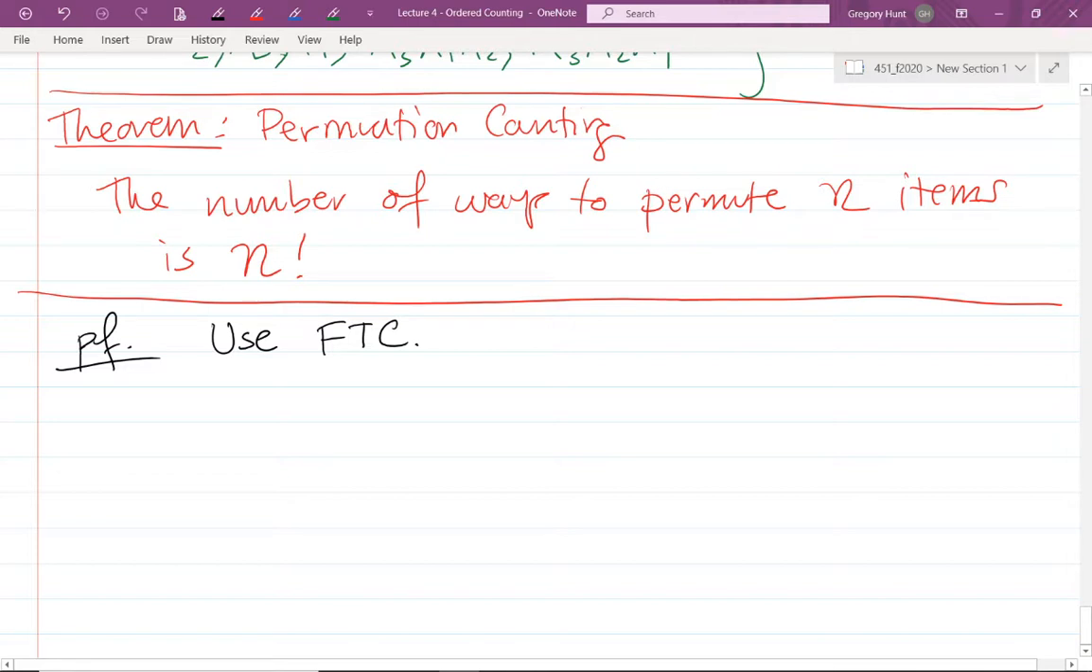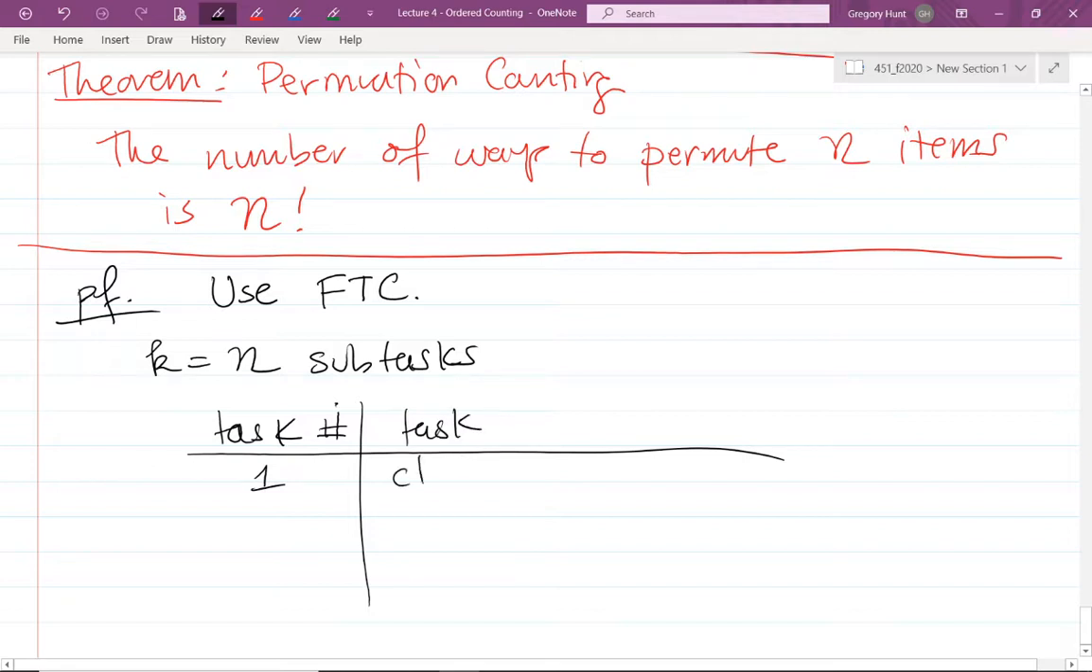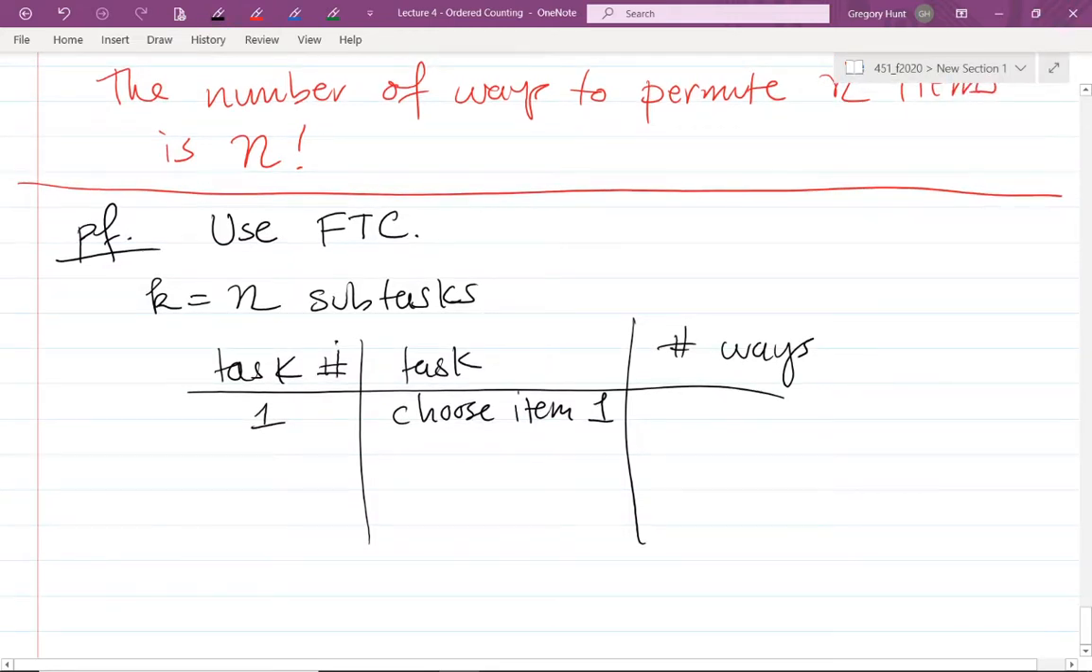So if I want to come up with a permutation of the items, I will have k equal to n subtasks. Task number 1: choose the first item in my permutation, and the number of ways to do this, well, just like my card counting problem, I have n items, and so I can choose any of the n items to be my first item in my ordering, first item in my permutation.